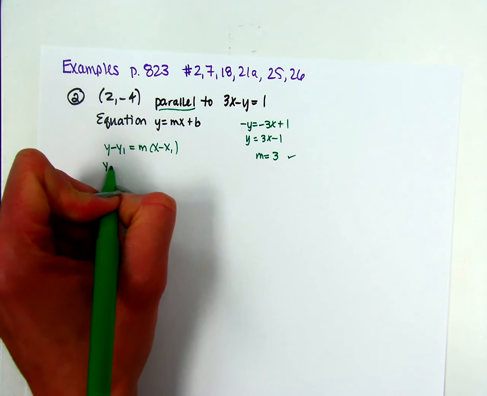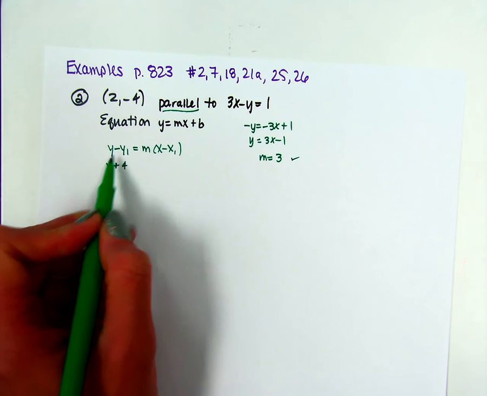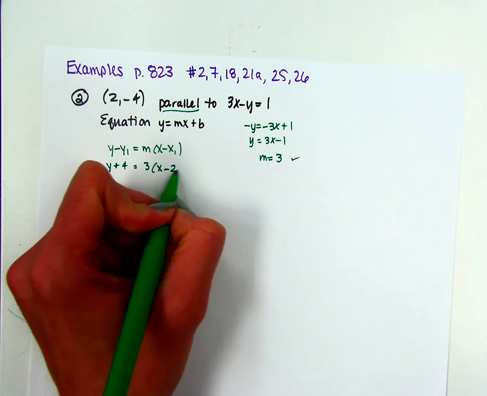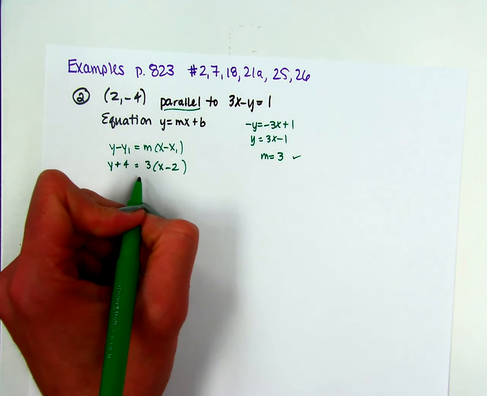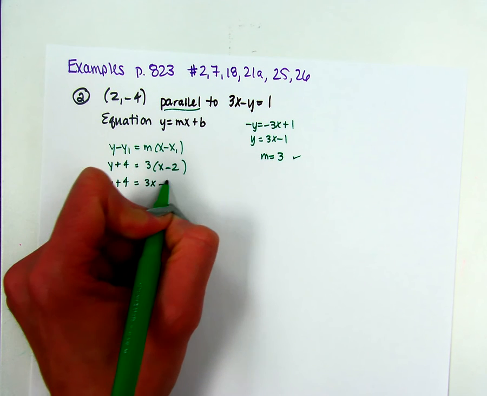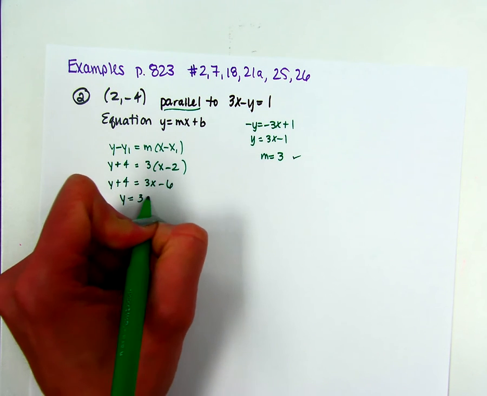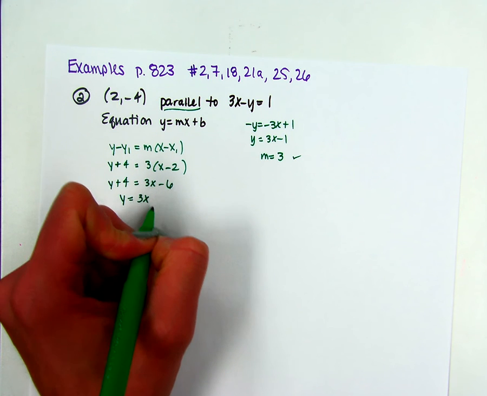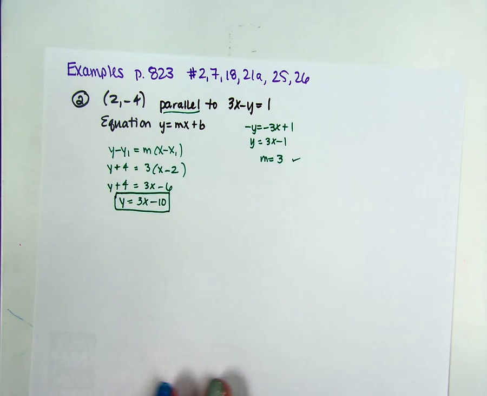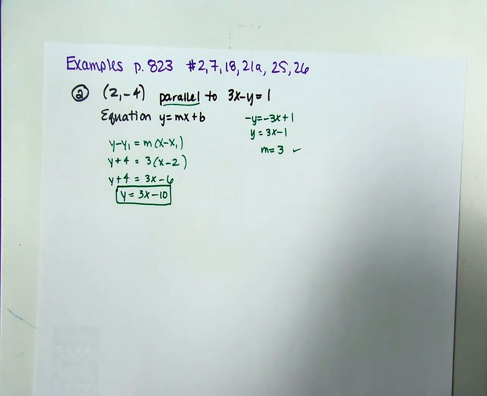And I'm going to do y plus 4 because I'm going to do y minus -4. And my slope is 3, and I've got x minus 2. All right, so if I solve for y equals, then my final answer is y equals 3x minus 10. All right, next problem. We've got number 7.